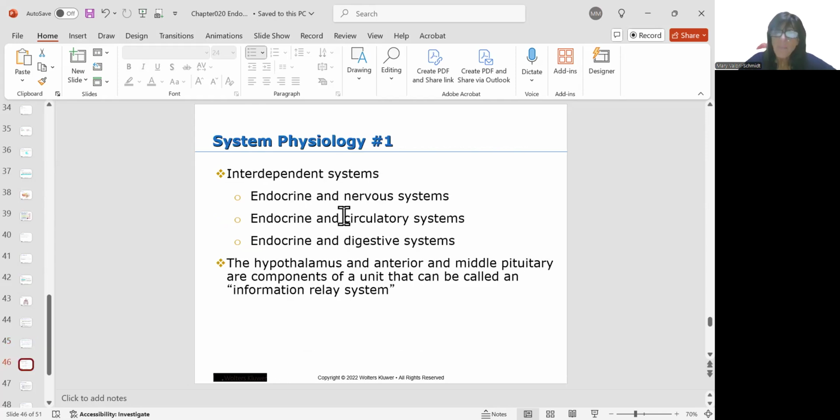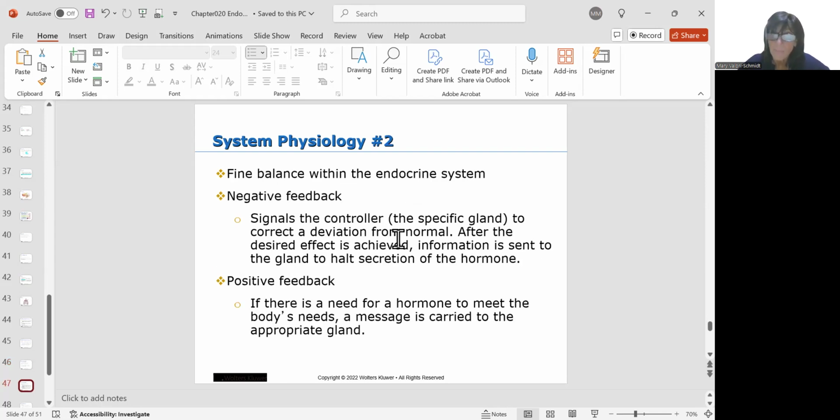The endocrine system and the nervous system, endocrine system and circulatory system, endocrine system and digestive system. The bottom line is that the endocrine system has to work in concert with each of those to keep your body in homeostasis, right? Remember homeostasis? Everything's in equilibrium. And a lot of it works on the feedback loop. Remember that? Negative feedback, positive feedback.